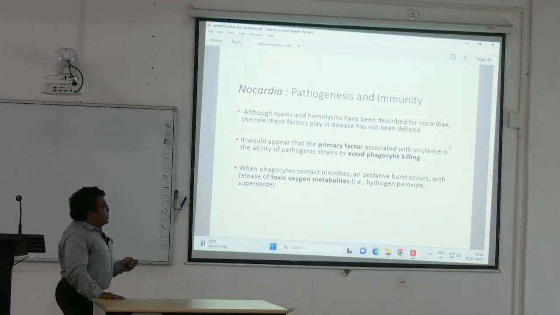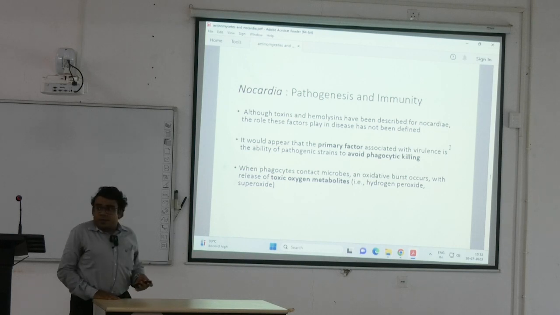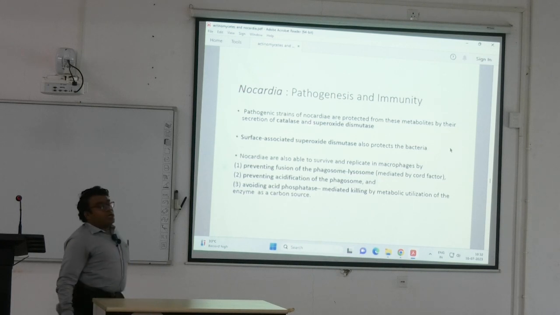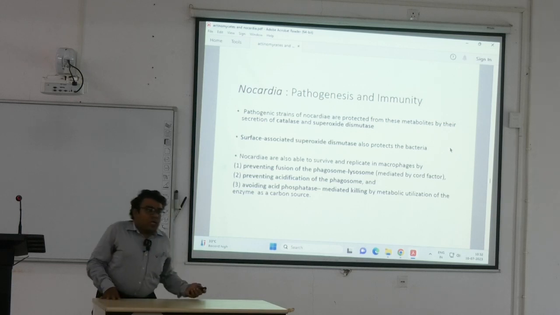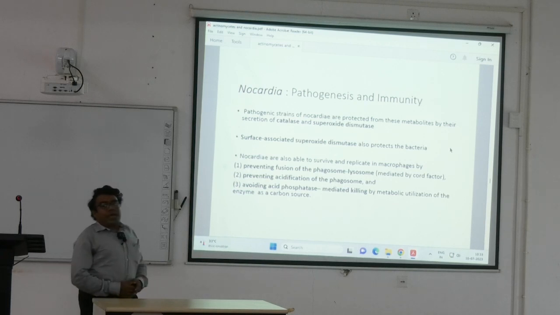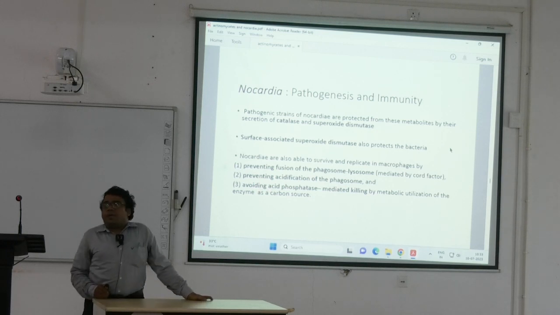Now, this organism can prevent phagocytosis by producing toxic oxygen metabolites. Because it is a strict aerobe, it will produce catalase and superoxide dismutase. I think I have already told you about the differences between aerobic and anaerobic bacteria. So they produce catalase and superoxide dismutase, which prevent the fusion of phagosome and lysosome, and they prevent acidification of the phagosome, and finally avoid acid phosphatase mediated killing, thereby making phagocytosis ineffective.